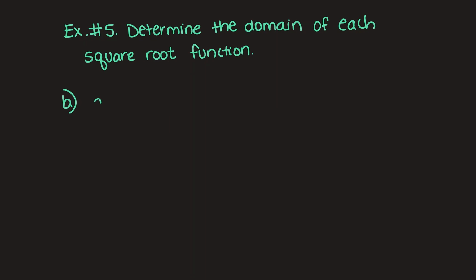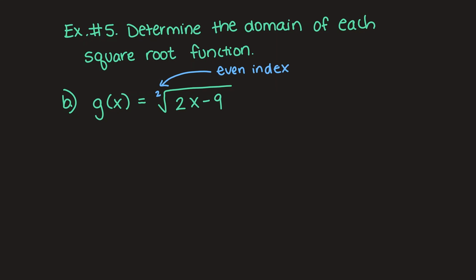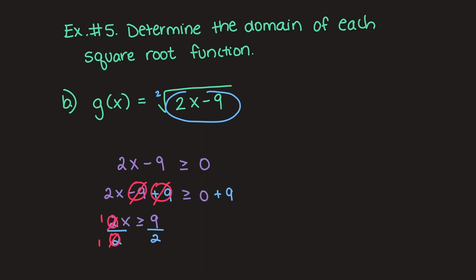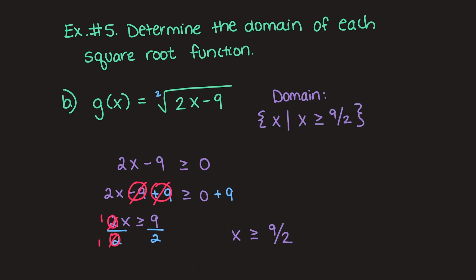And now to determine the domain of g of x, notice that the index of the root is also even. Therefore, our radicand cannot be a negative number. So we take the radicand and write it as an inequality so that it is greater than or equal to 0. Now we want to solve for x. And we get x is greater than or equal to 9 over 2. Therefore, our domain is the set of all values of x such that x is greater than or equal to 9 over 2. And in interval notation, this will be from 9 over 2, including 9 over 2, up to positive infinity.